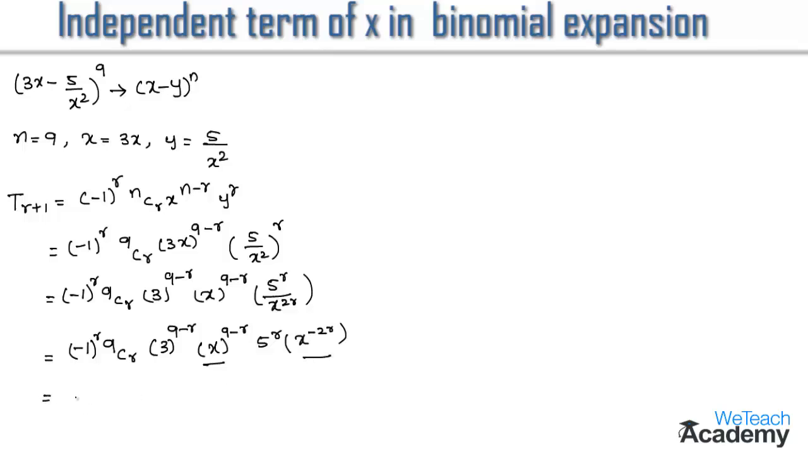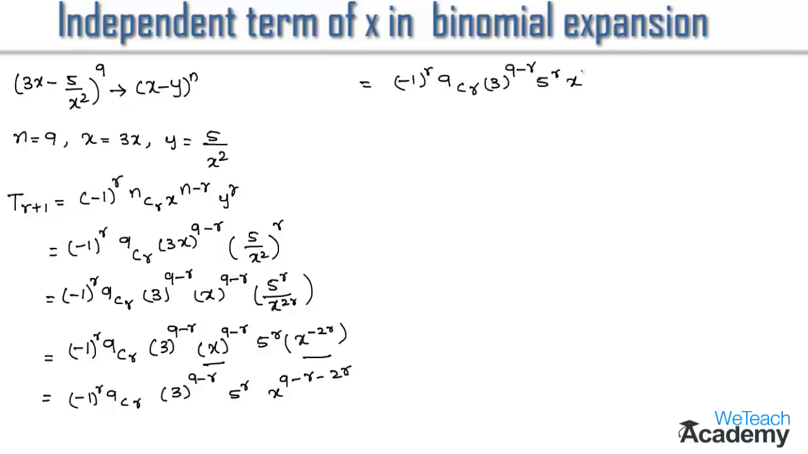So we get (−1)^r × 9Cr × 3^(9−r) × 5^r. Here we observe that the bases are equal, so powers should be added. On adding we get x^(9−r−2r). So this would come as (−1)^r × 9Cr × 3^(9−r) × 5^r × x^(9−3r), since 9 − r − 2r is 9 − 3r.